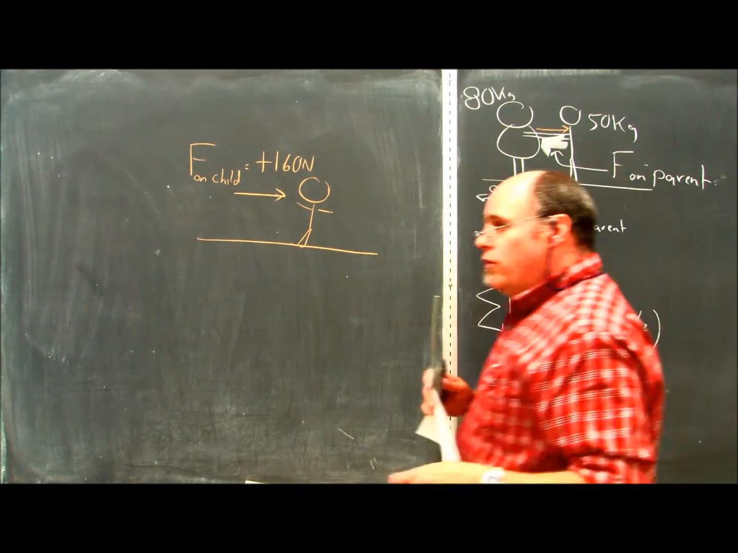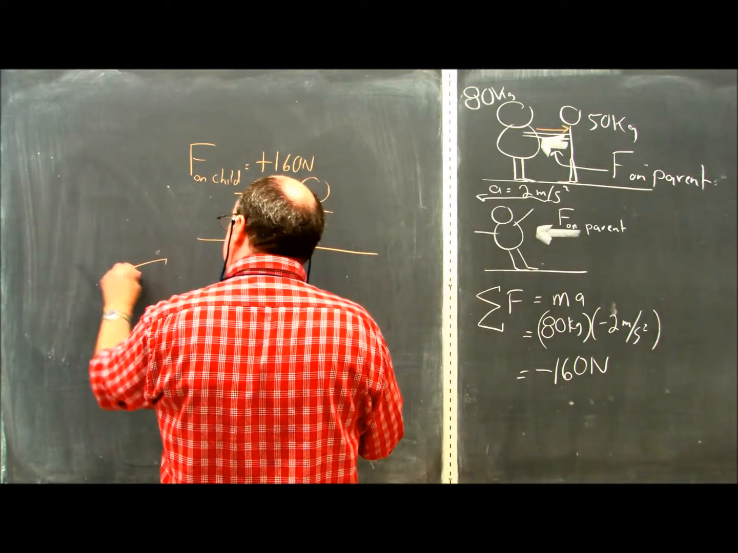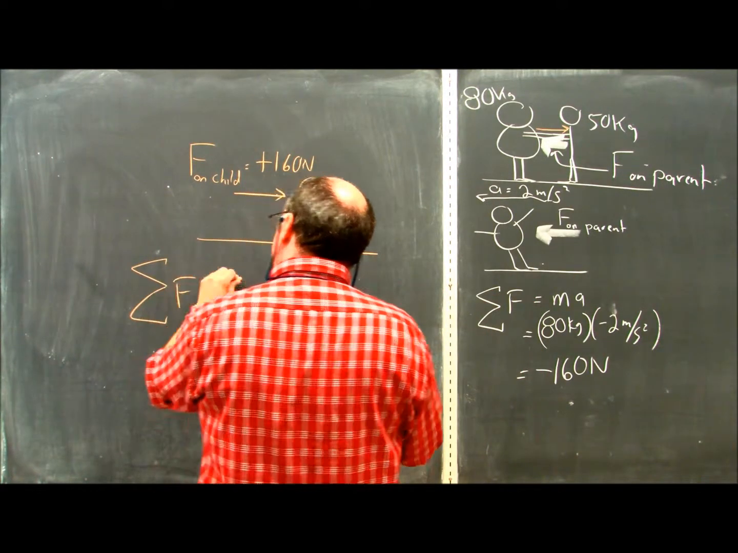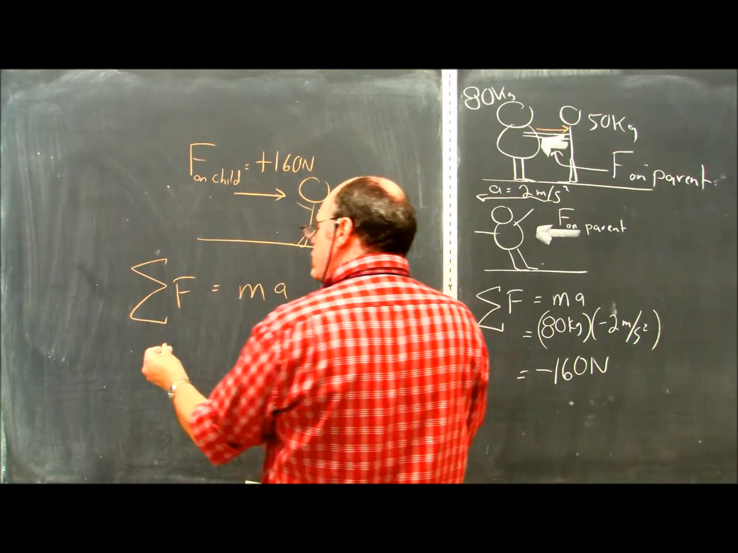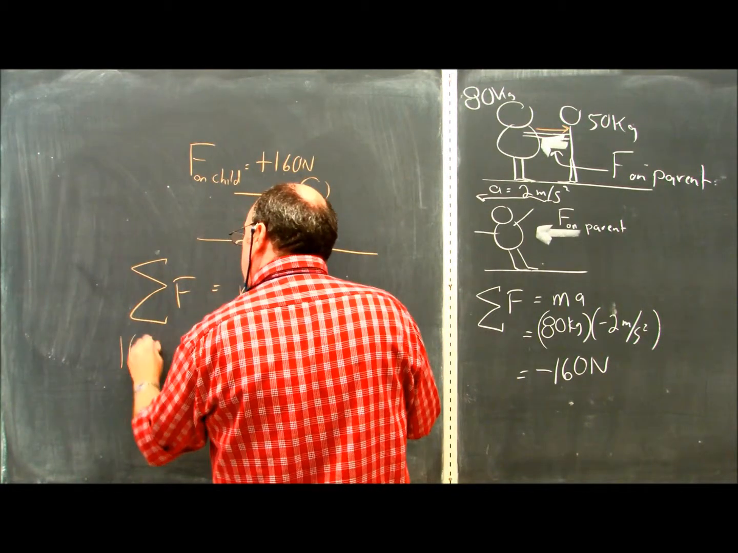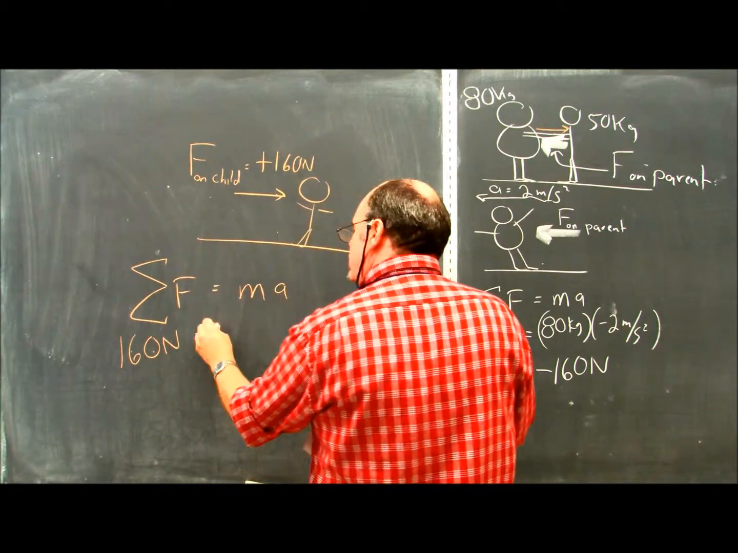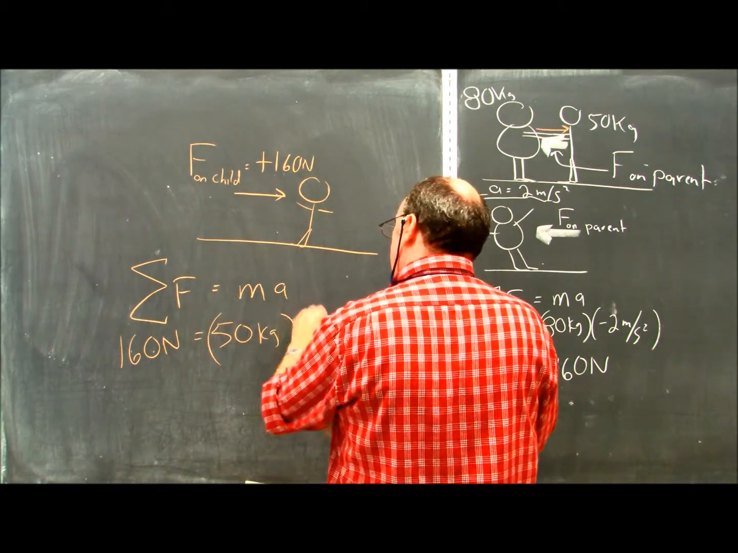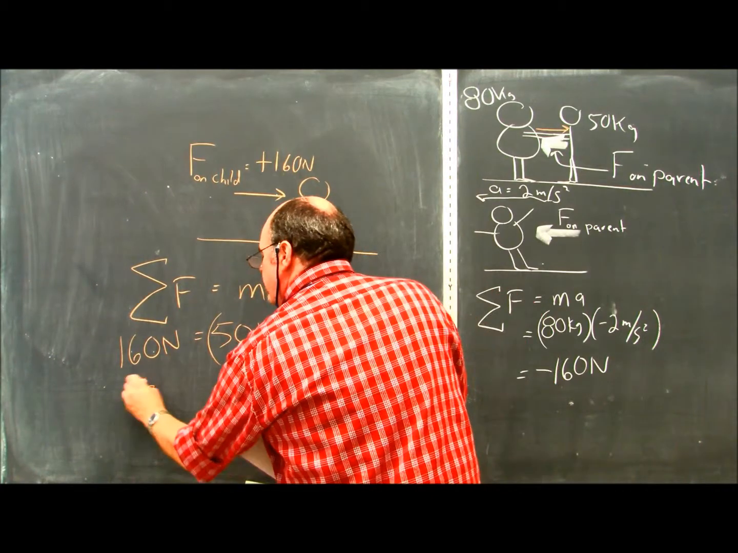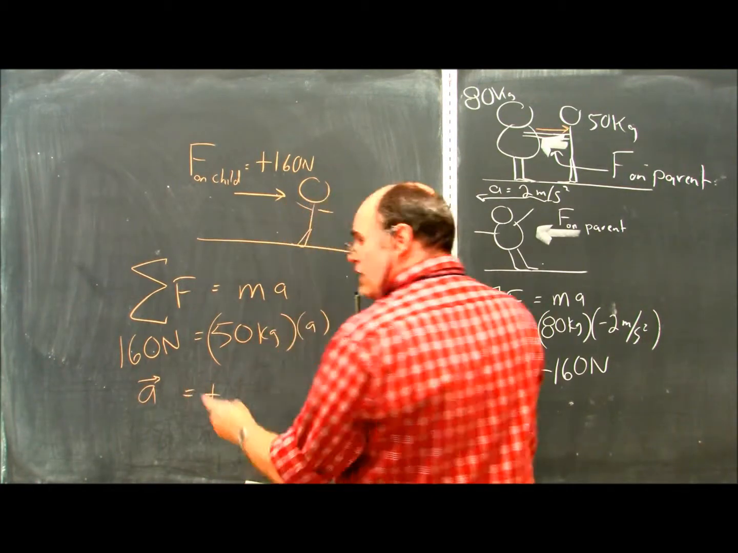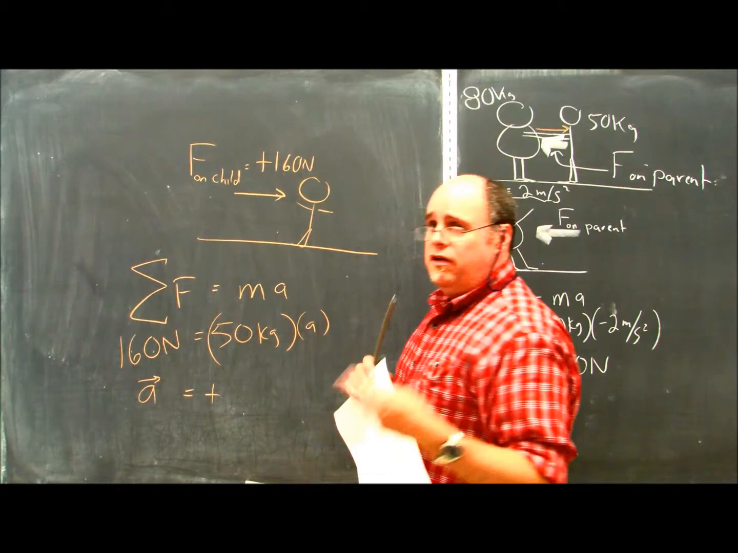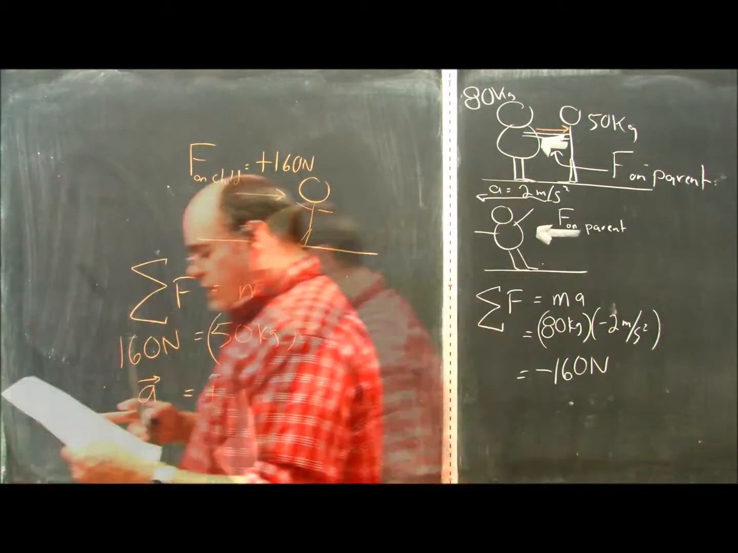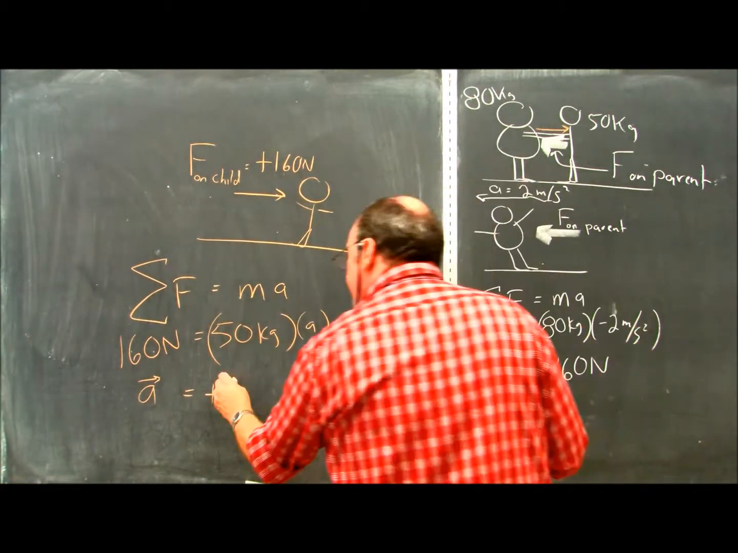So if we want to know the child's acceleration, we would just say the sum of all these forces equals ma, and we're talking about the child, so it's a 160 newton force, and the mass of that child is 50 kilograms, and the acceleration is something we're looking for. So if we do the math out, the acceleration will come out to be a positive 160 divided by 50. You take out your calculator. It's going to be 3.2 meters per second squared.